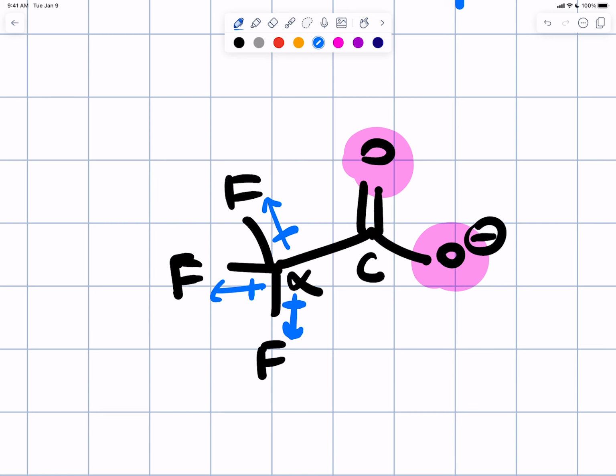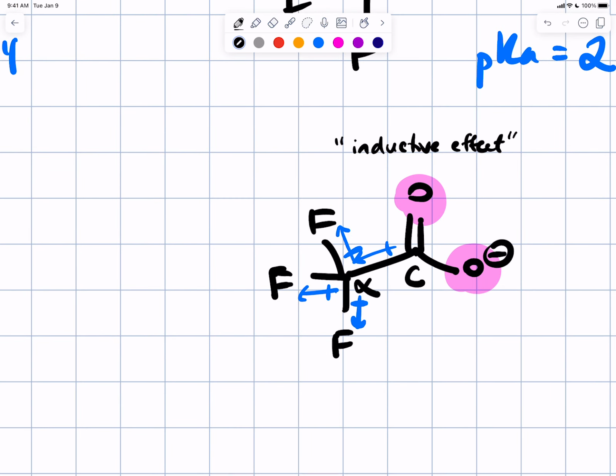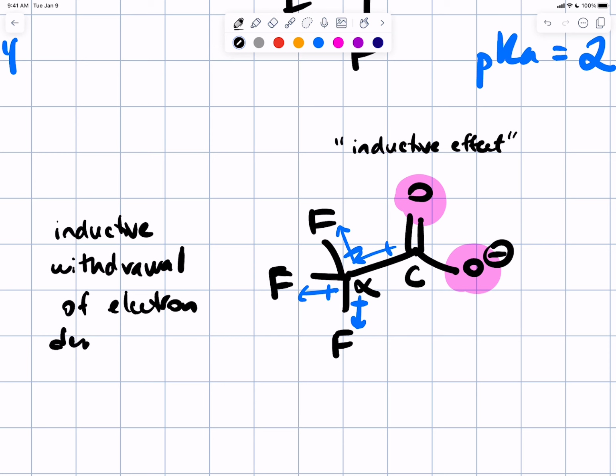So now the alpha carbon in turn is going to pull electron density away from that reference carbon, which in turn is going to try to pull electron density away from the negatively charged oxygen. This kind of thing where we're pulling electron density away through the sigma bonds between atoms, this is called an inductive effect. Or your text may call this inductive withdrawal of electron density due to nearby electronegative groups.